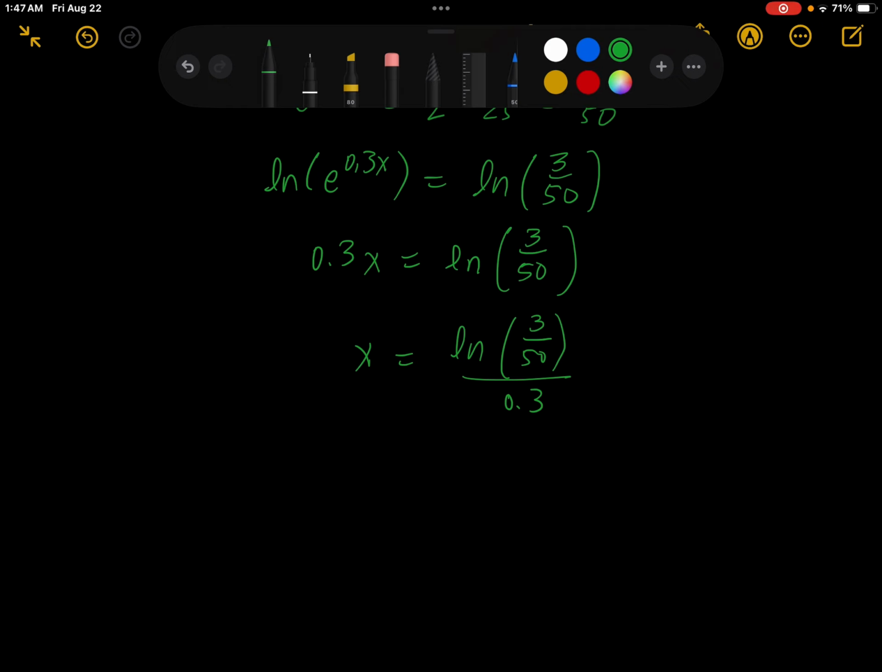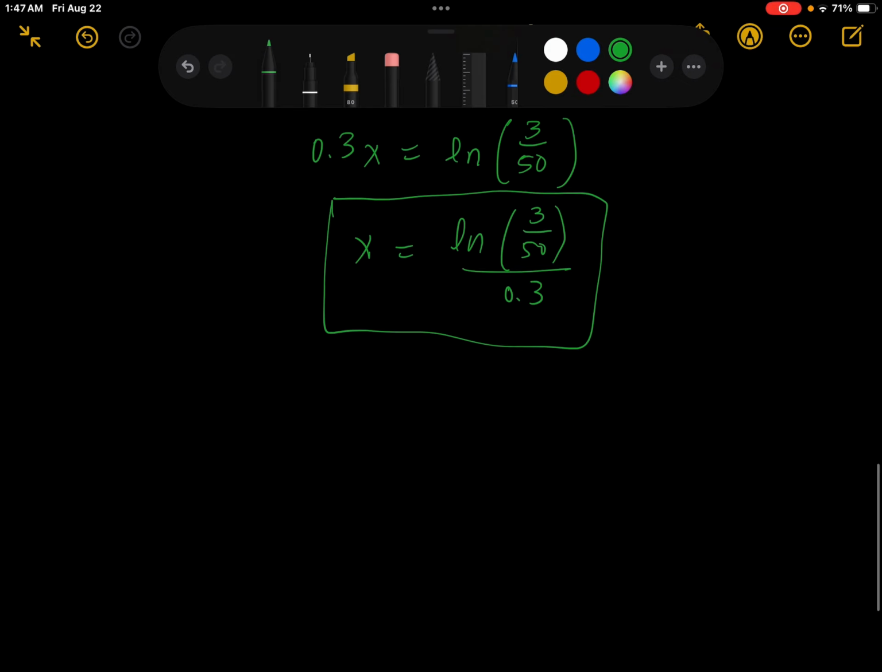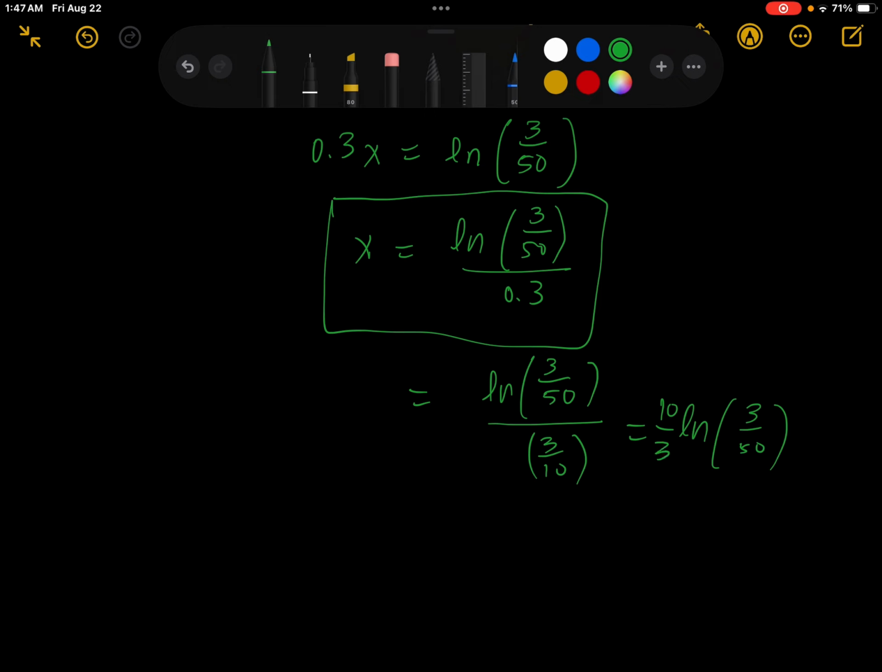You might not like dividing by a decimal at the end, but this is fine. If you want to rewrite it, you could rewrite 0.3 as 3 over 10. So this would be natural log of 3 over 50 over 3 over 10, and then that's the same as natural log of 3 over 50 times 10 over 3, because when you're dividing by a fraction, it's the same as multiplying by the reciprocal. And this is a way to write it as the same number, so that you just don't end up dividing by a decimal.